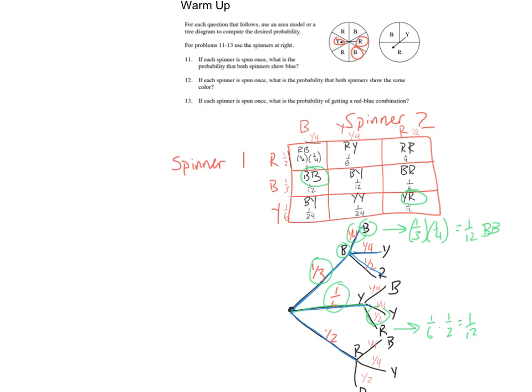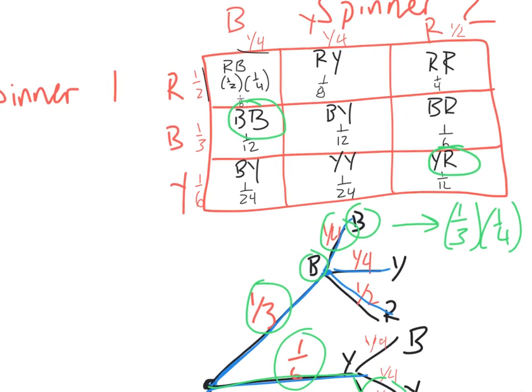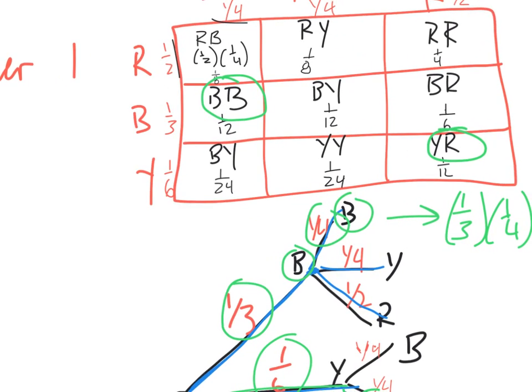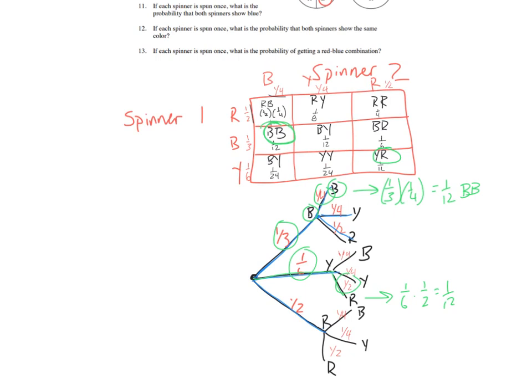Either one is fine. It says in question 11, if each spinner is spun once, what is the probability that both spinners show blue? Well, both spinners showing blue would be this one right here, blue-blue, which is 1/12, which is kind of cool.